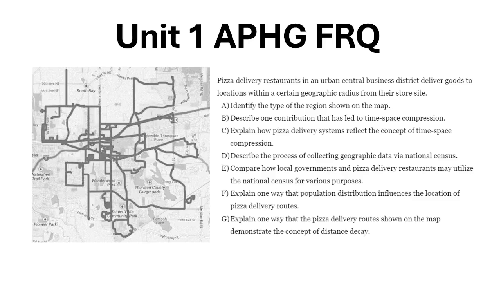We're going to go through another FRQ for AP Human Geography, another Unit 1 FRQ. We're going to look at regions and time-space compression and geographic data, as well as distance decay. And so, yeah, we're covering a lot of stuff here.